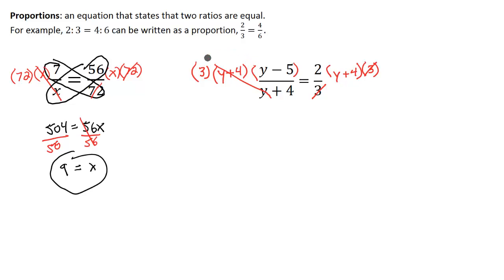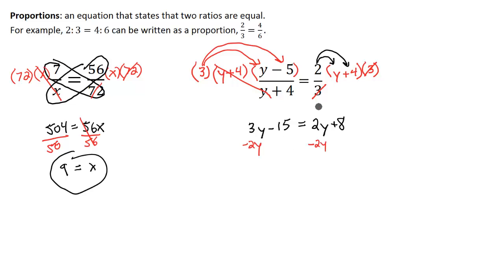Now we've got 3 times y and 3 times negative 5. That gives us 3y minus 15. And then we also have 2 times y right there, just 2y, and then 2 times 4, which is 8. Alright, this is a little bit easier to solve now, so I want to get my y's on one side. That means I'm subtracting 2y from here, that goes away, 2y from here as well. I'm left with y minus 15 equals 8.